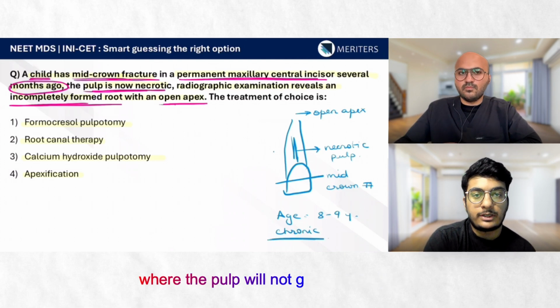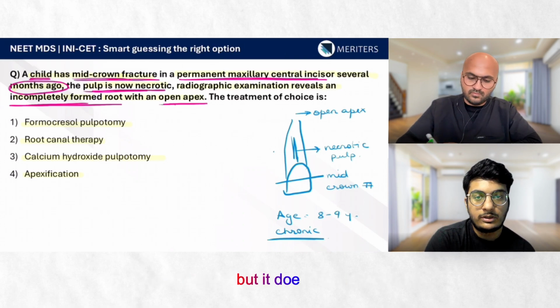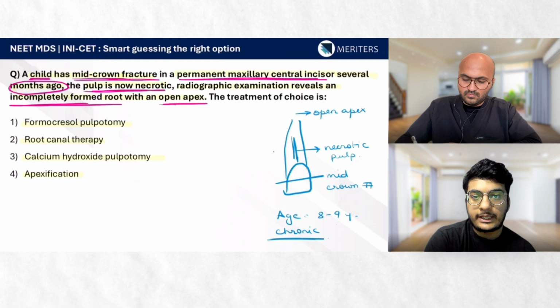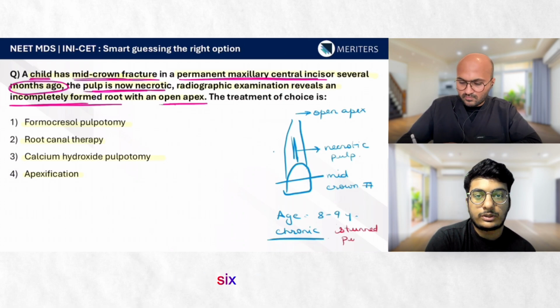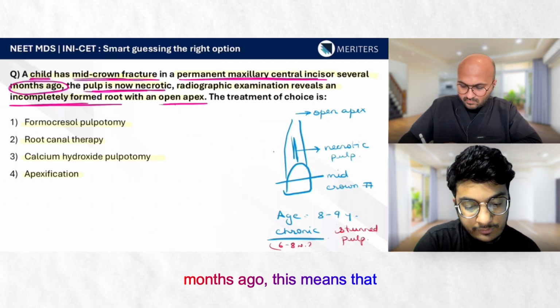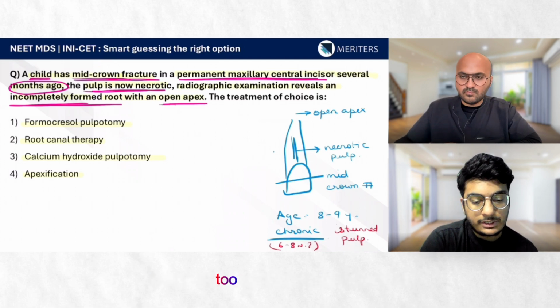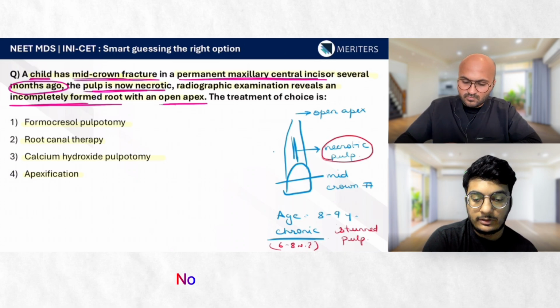Why this is important is because we know that in a traumatic dental injury, there is a history of stunned pulp, where the pulp will not give any response for 6 to 8 weeks after trauma, but it doesn't make it negative. So it is like a false negative response for the first 6 to 8 weeks. Now, since they have mentioned several months ago, this means that the tooth in question is totally necrotic. So it is not at all vital.